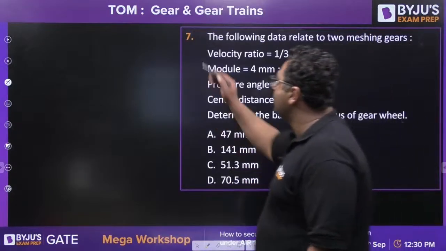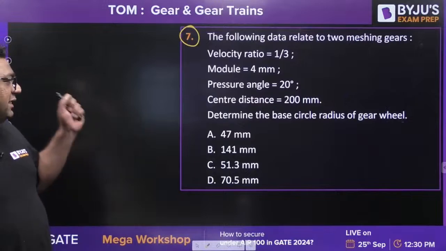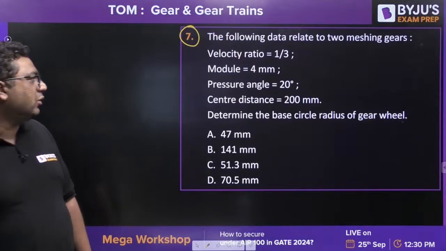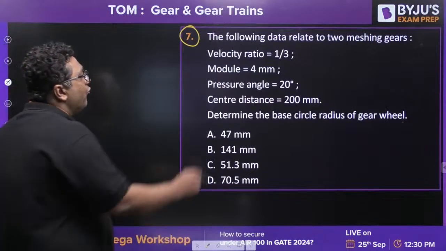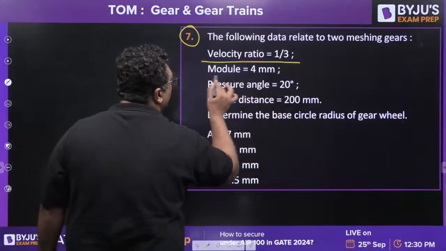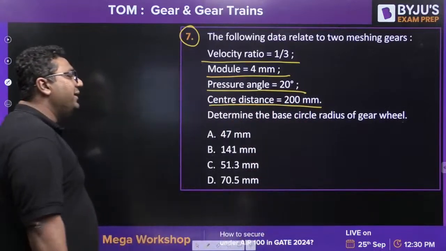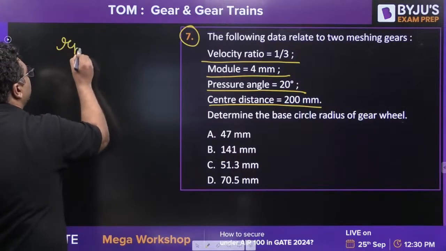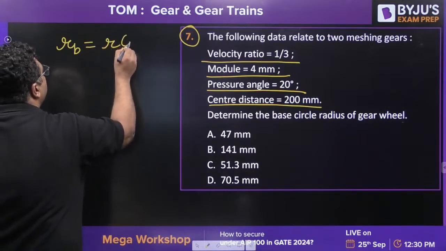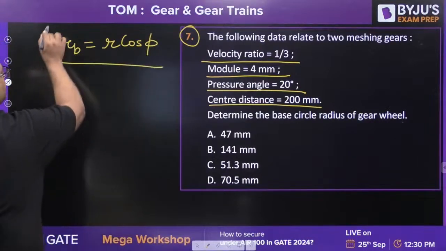Next question, question number 7 guys. So we are covering each and every type of GATE questions. The following data have 2 meshing gears. Velocity ratio 1/3, module 4 mm, pressure angle 20 degrees, center distance 200 mm. Determine the base circle radius. You know what is base circle radius? It is R cos phi. RB is R cos phi.